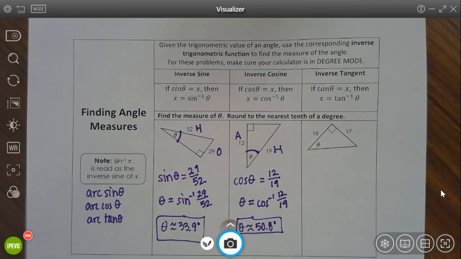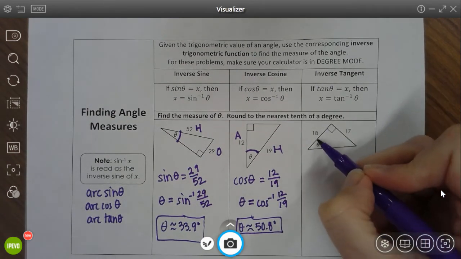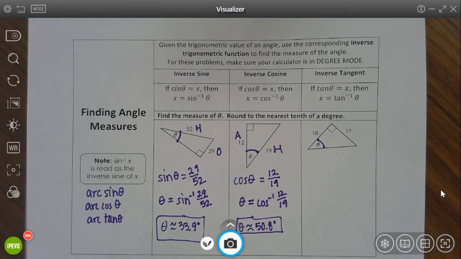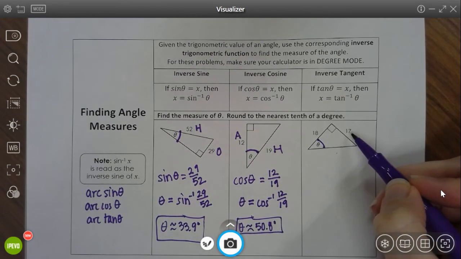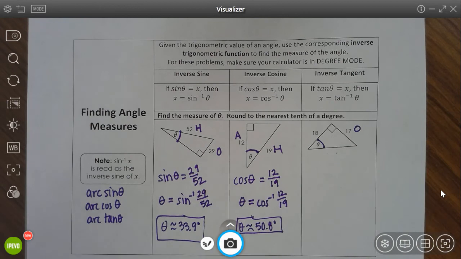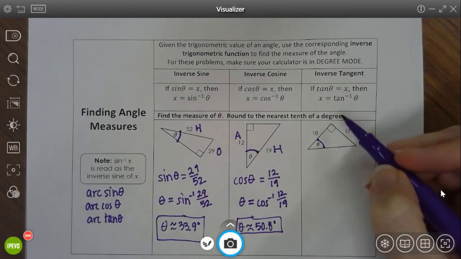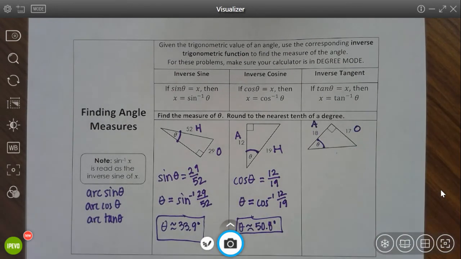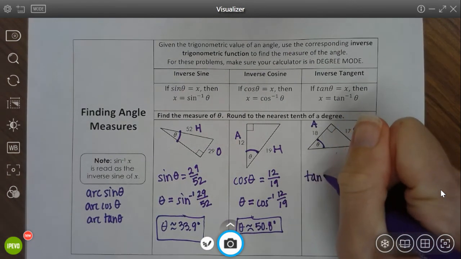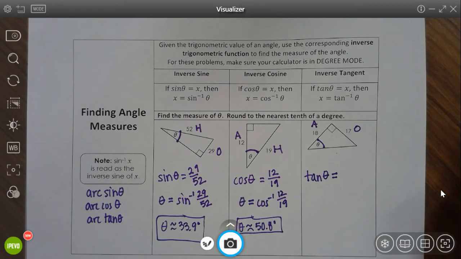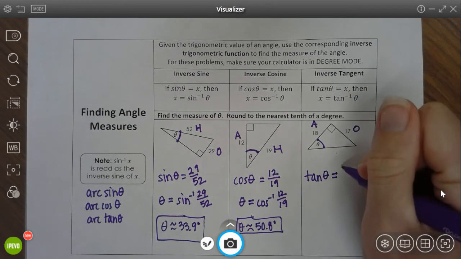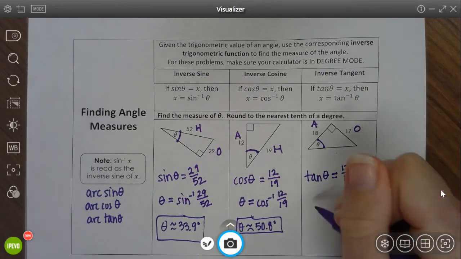All right, let's look at one last example. You can probably figure out what this guy is going to be. So once again, there's my theta. The 17 is the side opposite that acute angle. The 18 is the leg adjacent. So if I have opposite and adjacent, that's tangent. So we're going to say tan theta is equal to opposite divided by adjacent, 17 divided by 18.